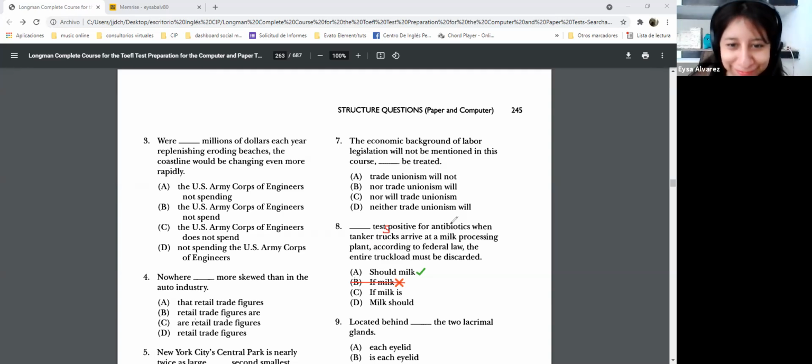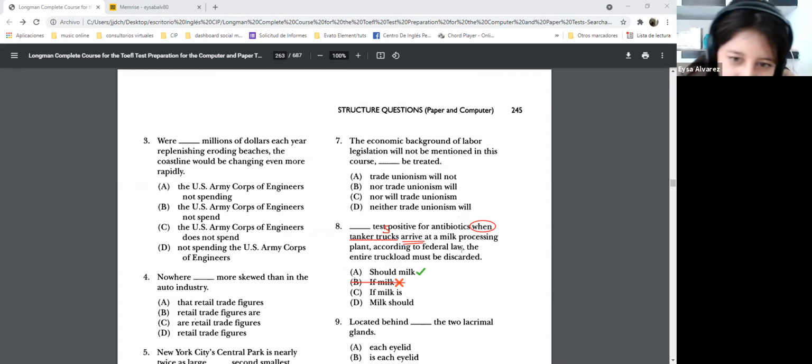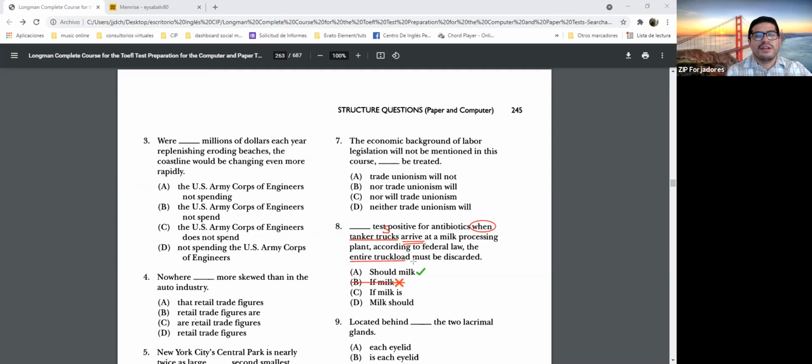Okay, so we have another connector, which is "when." So we have here a subject, verb, prepositional phrase, comma, prepositional phrase, comma, and then the subject: the entire subject is "truckload" and the verb must be "is." "Discarded" is an adjective.